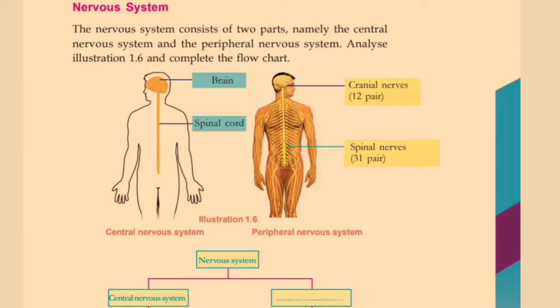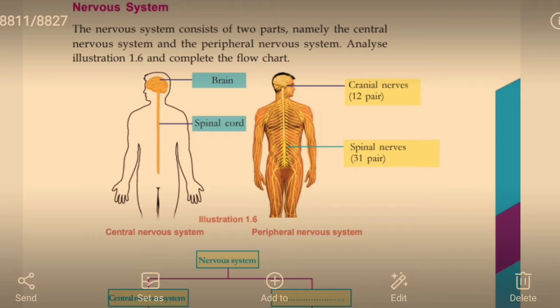Hi friends, today we are going to discuss the second part of the chapter sensations and responses. This topic includes brain, spinal cord and the diseases affecting the nervous system. First one, nervous system. The nervous system consists of mainly two parts.